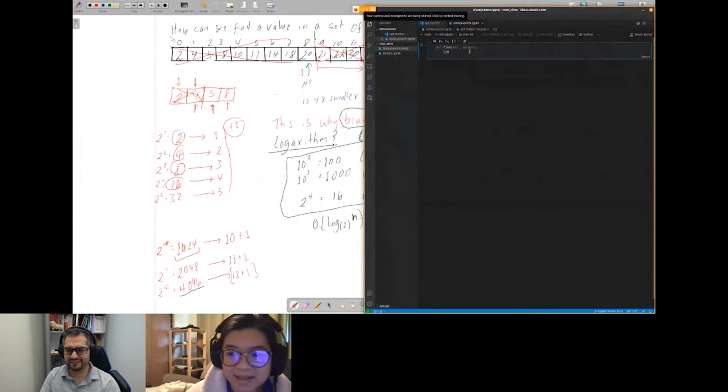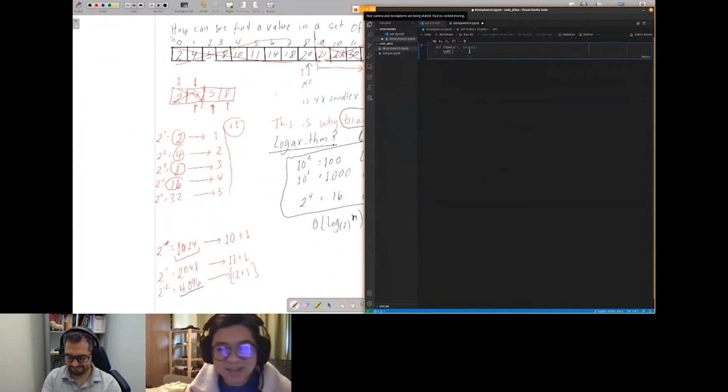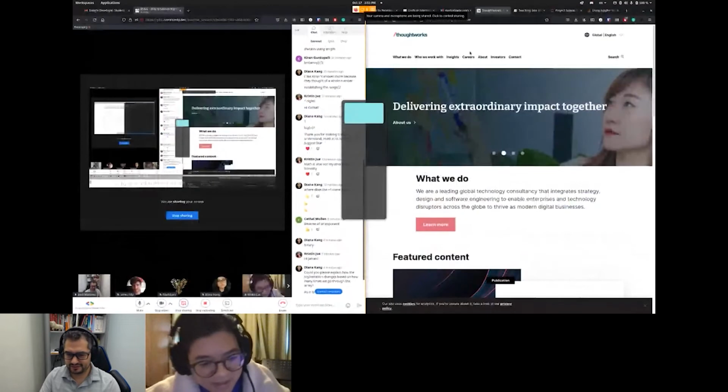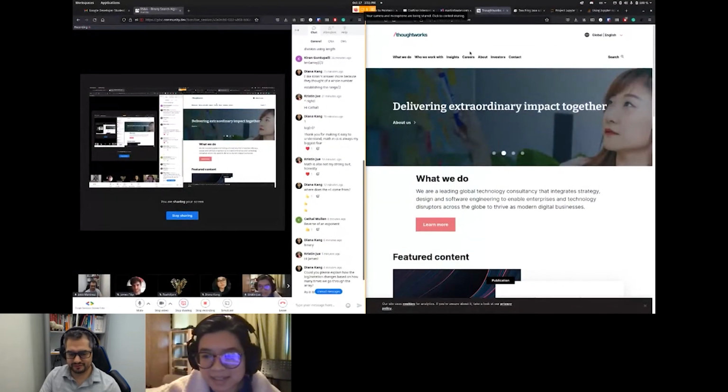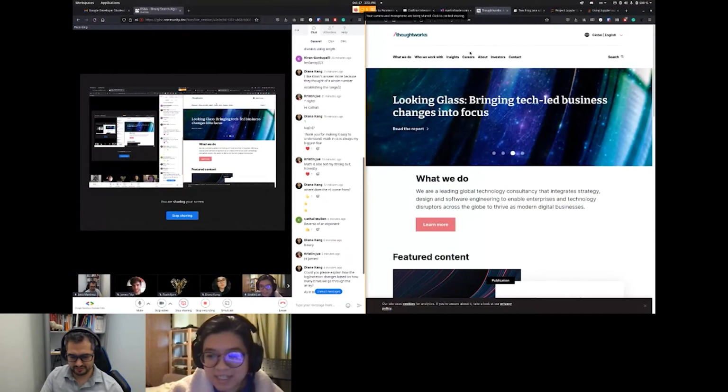I think, okay, Kahal says left and right. I mean, left and right. Let's try that one. And also, Diana has a question. Yes. That we can tackle either now or later. But can you explain how the log notation changes based on how many times we go through the array?